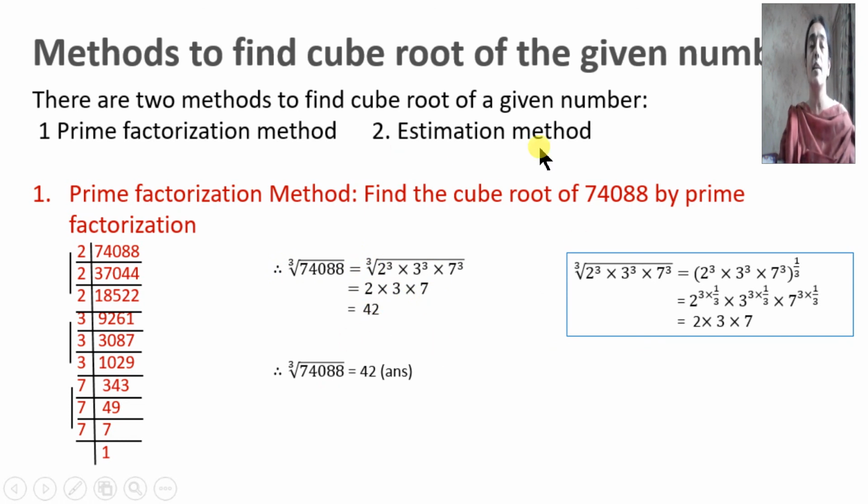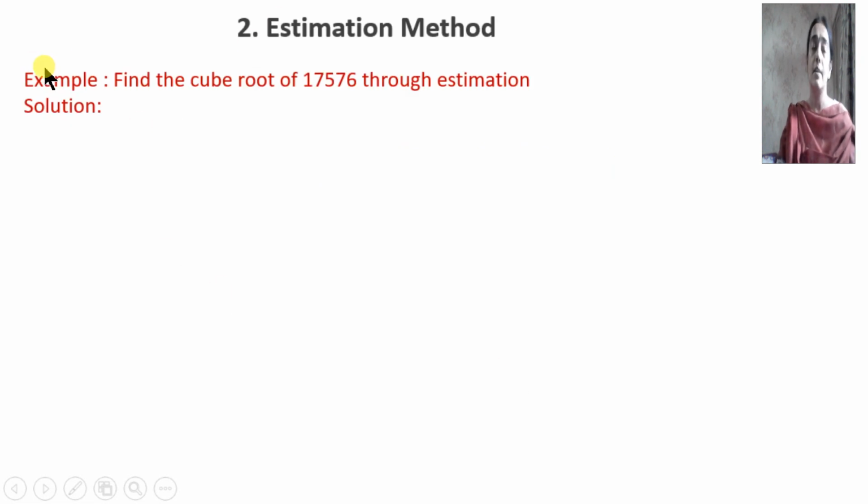Now let's take the next method, which is estimation method. Now, for example, you take find the cube root of 17,576 through estimation method. When you are given that you have to find the cube root by estimation only, then you have to use estimation method. But if it is not particularly mentioned, you are just given find the cube root of 17,576, then it is up to you whether you are using estimation method or division method. But when you are specifically asked for a particular method, you have to use that method. So here you are particularly asked, you have to find the cube root by estimation method.